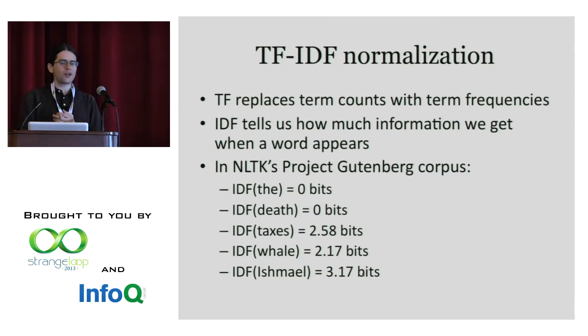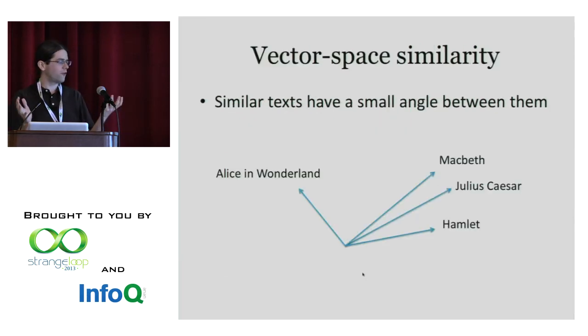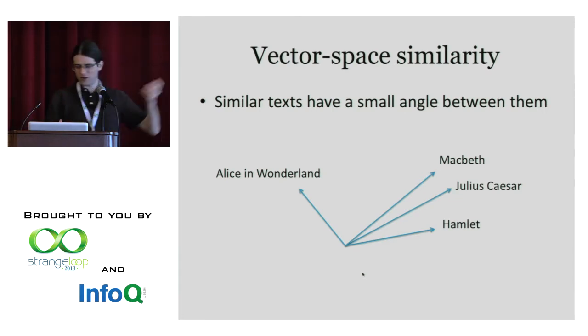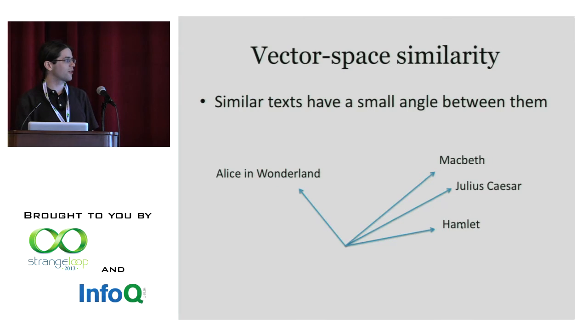So now you've taken the bag of words vector and you've transformed it. When you've got these TF-IDF vectors, these are things that you can compare to each other. They're huge multidimensional vectors, but the idea here is that if these represent geometrically vectors that have a small angle between them, then these are documents that are similar to each other. So the idea is that you would get the Shakespearean tragedies to be closer to each other than they are to Alice in Wonderland.